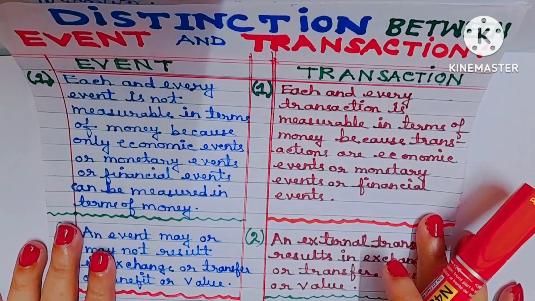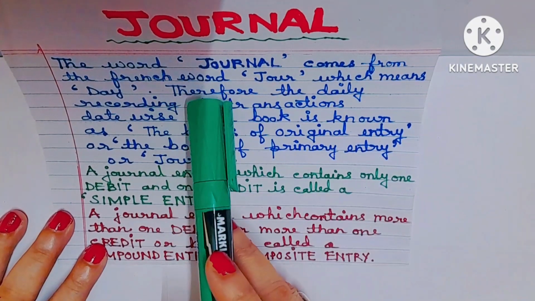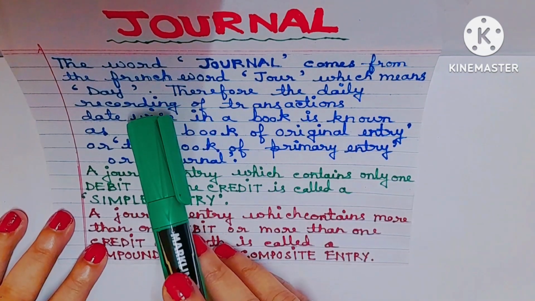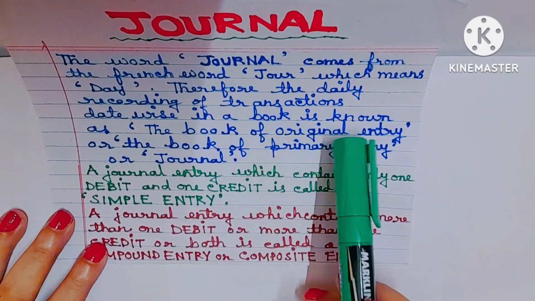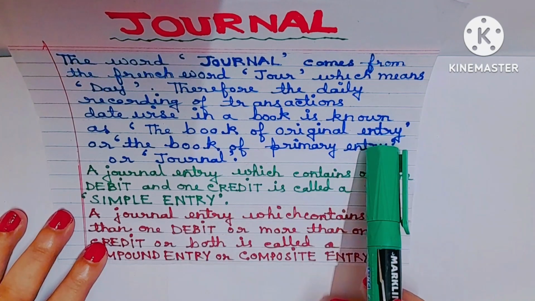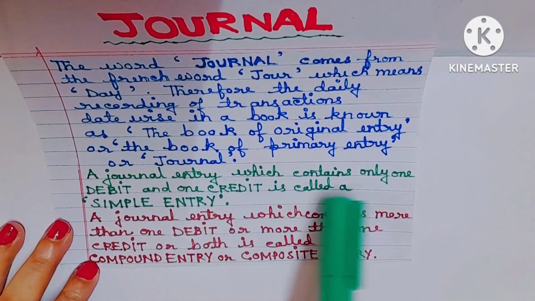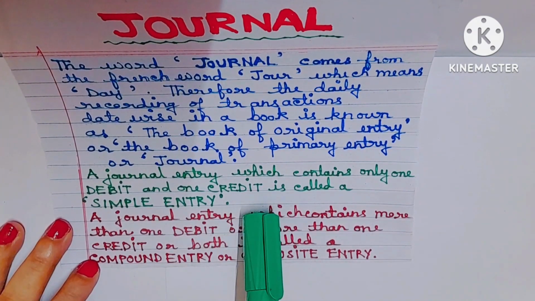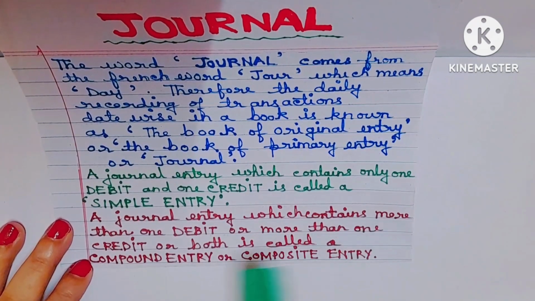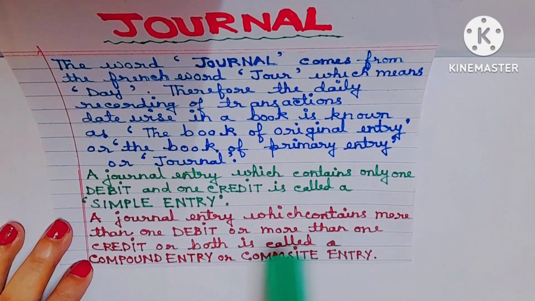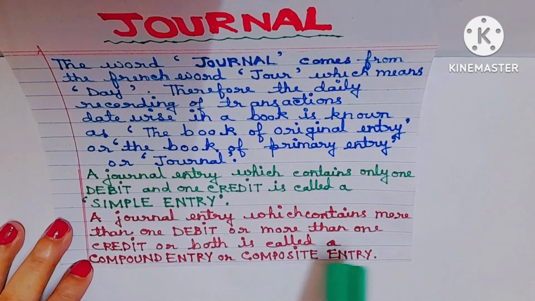So what is journal? The word journal comes from the French word jour, which means day. Therefore, the daily recording of transactions, date-wise, in a book is known as the book of original entry or the book of primary entry or journal. A journal entry which contains only one debit and one credit is called a simple journal entry. A journal entry which contains more than one debit or more than one credit or both is called compound journal entry or composite journal entry.